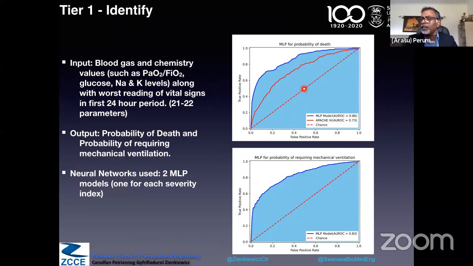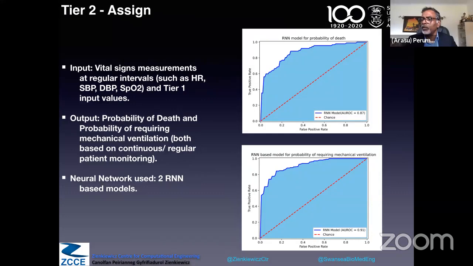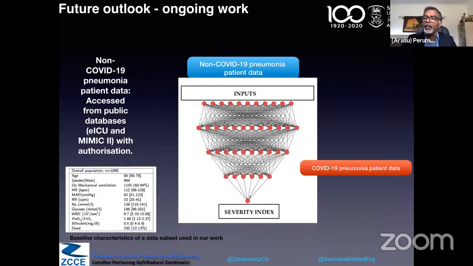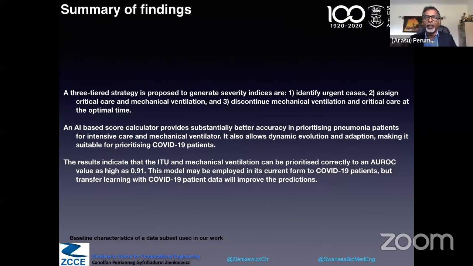So there are 3 tiers of data, and now we are going to use something called transfer learning. Because we have trained this AI algorithm on pneumonia patients, not COVID pneumonia patients but other pneumonia patients, now we need COVID pneumonia patients to do transfer learning. Once we have done that, we'll be confidently able to use the AI algorithm to prioritize patients. So here are all the conclusions. They are not difficult. You can read them. Thanks, Sudhakar. That's all.